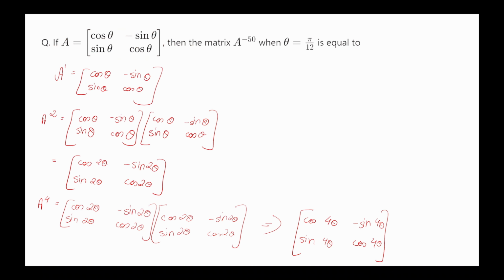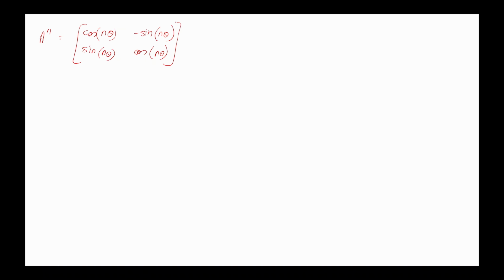Instead of a to the power 4, you could have also found out a cube as well. For a cube, you would have gotten cos 3 theta, minus sine 3 theta, sine 3 theta, cos 3 theta. So there you could have spotted your pattern as well. Since we know that a to the power n is this, and we need to find out a to the power minus 50, I'll simply substitute the value of n as minus 50. Let's see what we get from there.